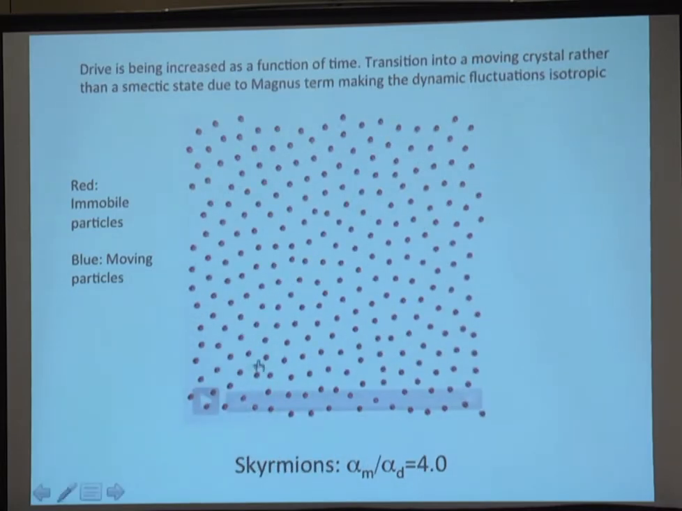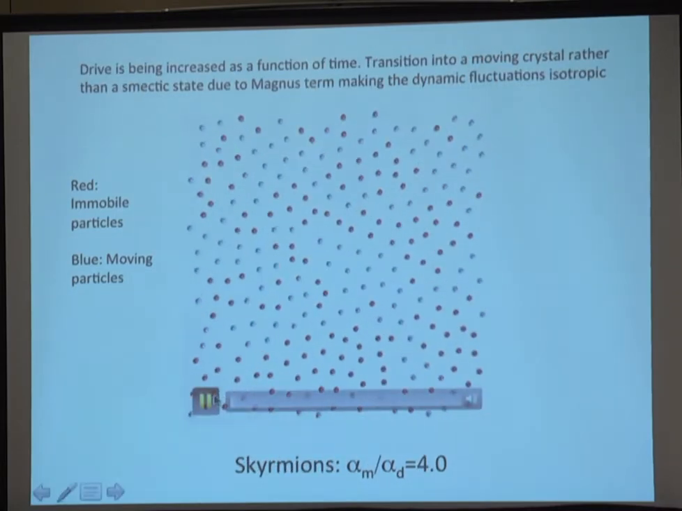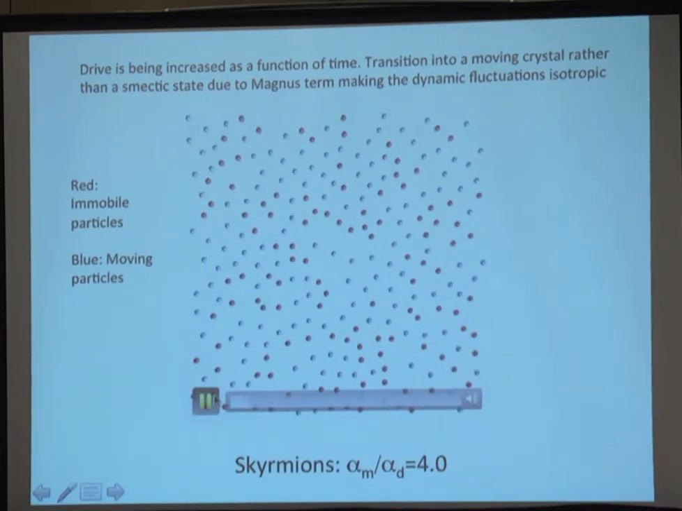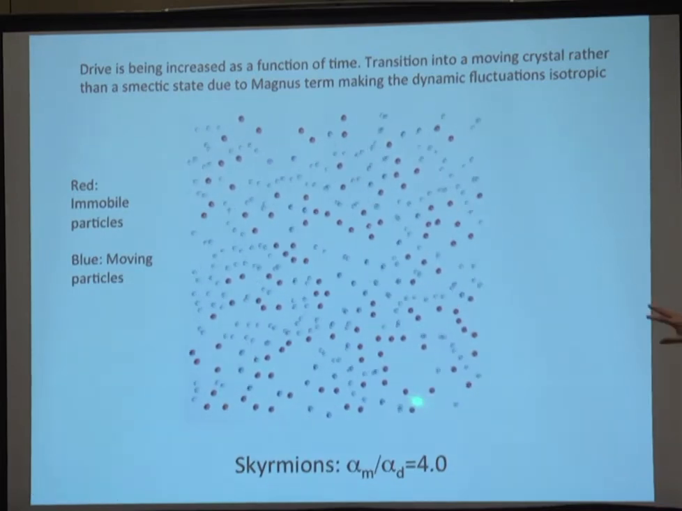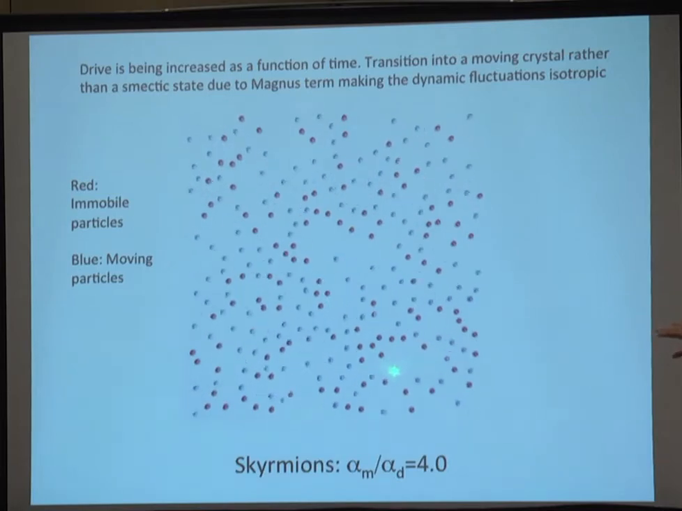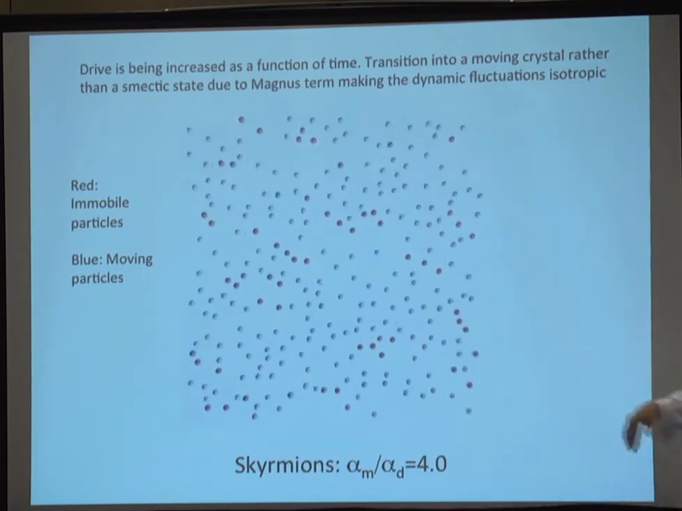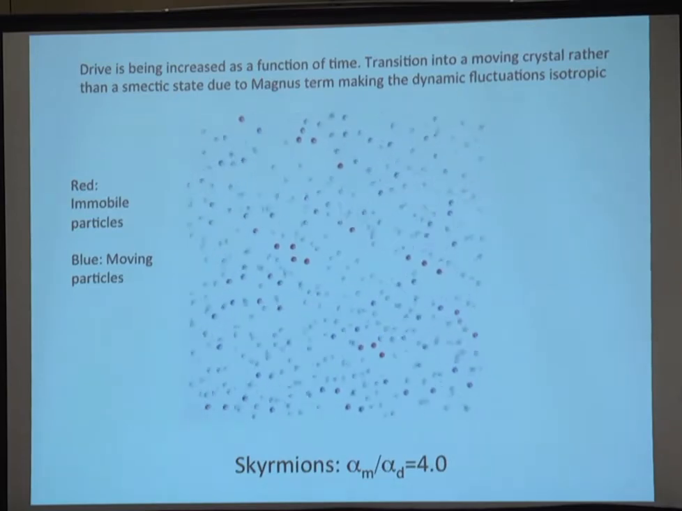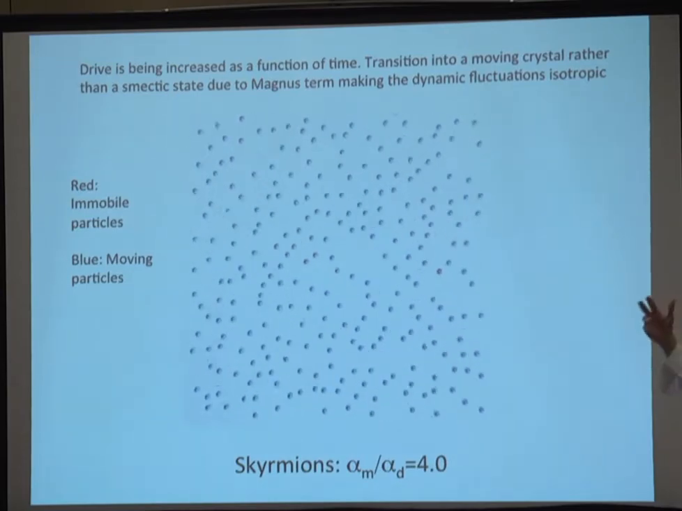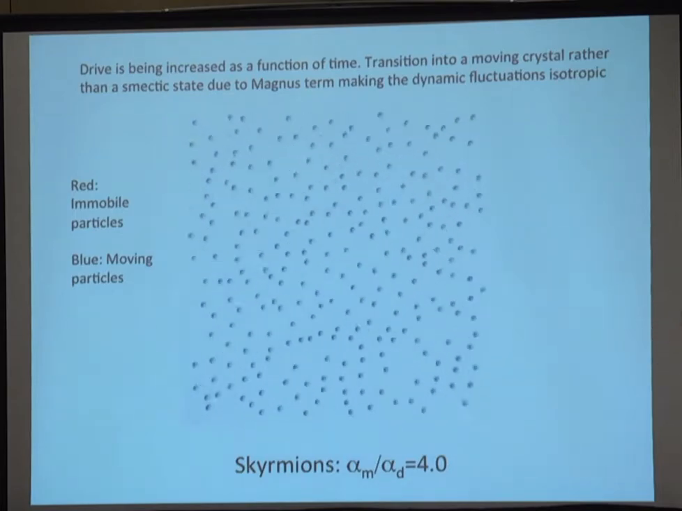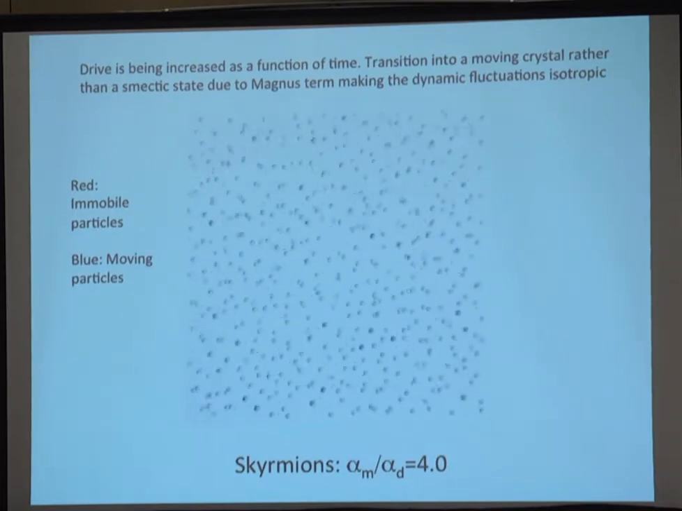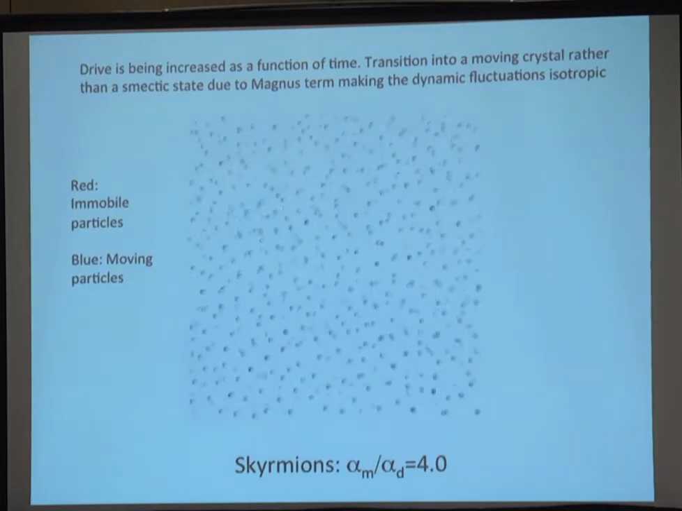Now we do the same system, but for the skyrmion case. And here's what you see. Again, it looks similar in this case, in a liquid phase. You can see them moving at a little bit of an angle. But as they move faster and faster, at some point they're going to reorder, but they'll order into a moving crystal rather than a moving smectic as we saw previously.